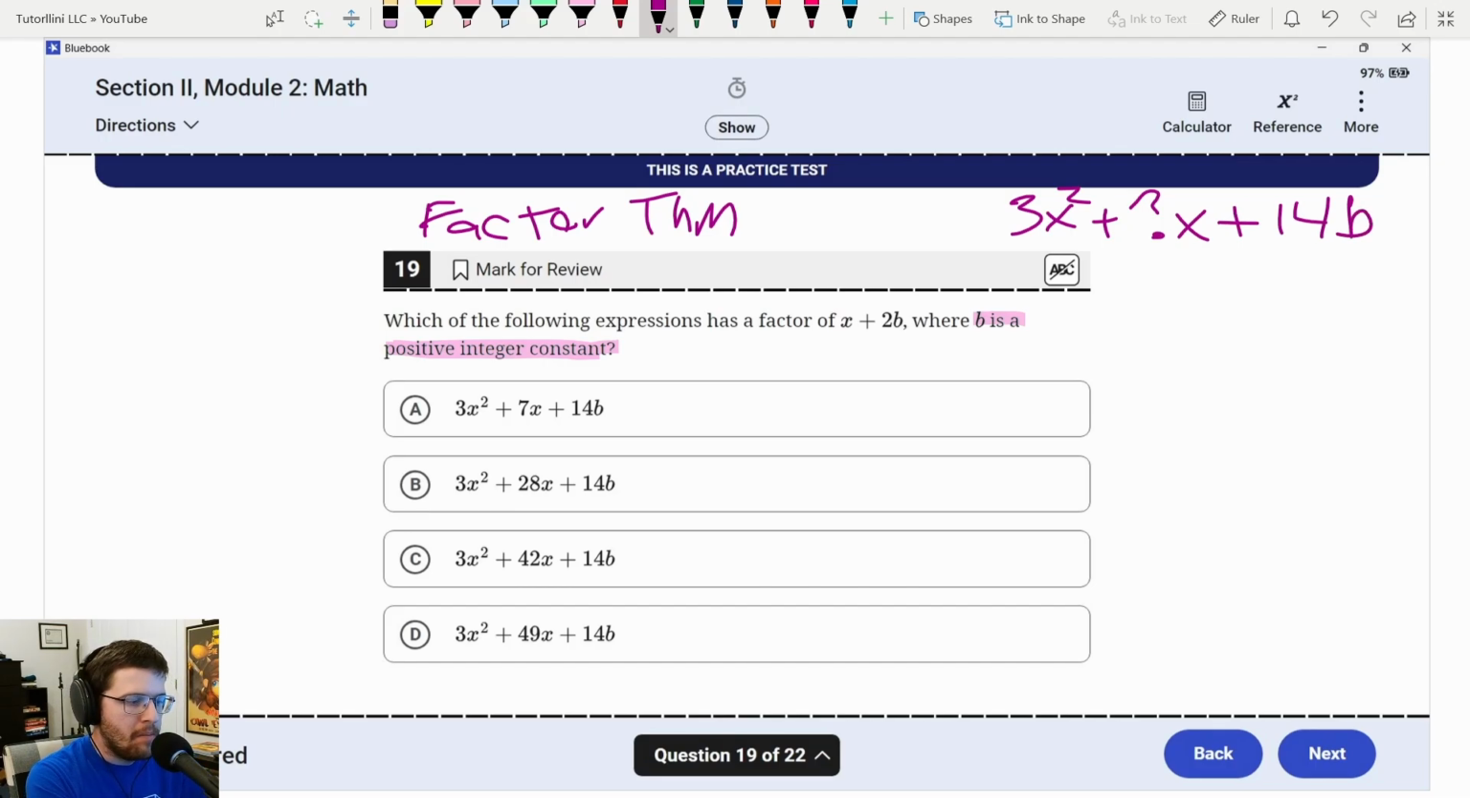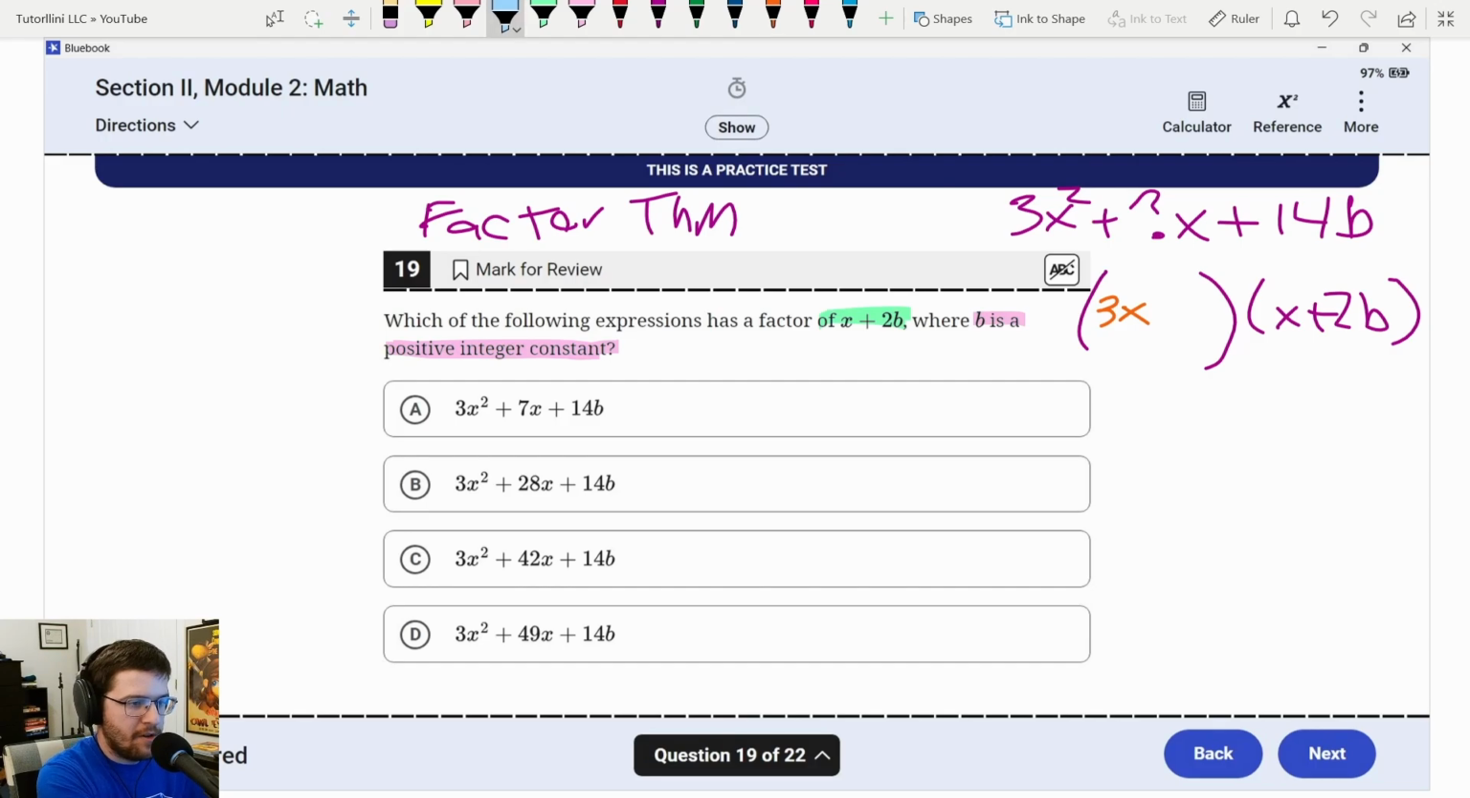So what I'm going to do now is they tell me that x plus 2b is a factor. So I'm going to write that like this. And now I'm going to think about distribution like foiling. The two first terms multiplied together, the one that goes here and the one that goes here, will give us 3x squared. Well, 3x squared divided by x is 3x. So that means there must be a 3x right here.